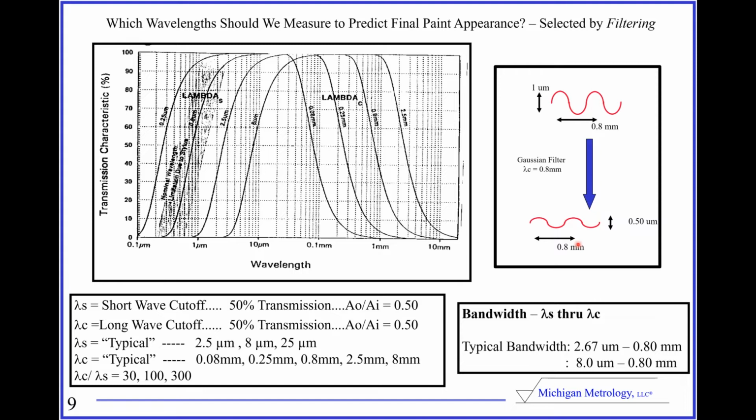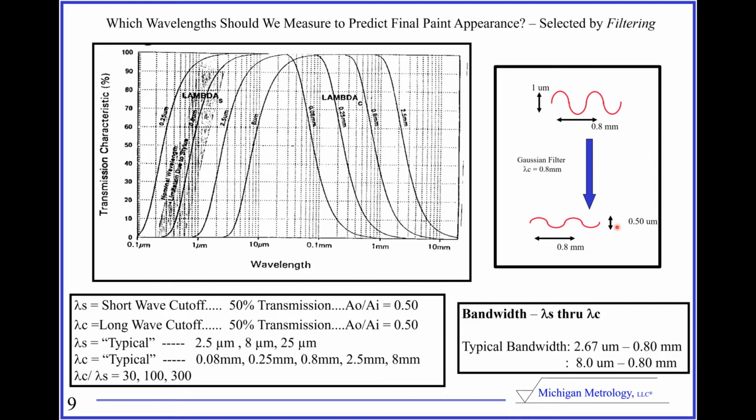So if I had a spatial wavelength which was 0.8 millimeters, and the peak-to-valley height is 1 micron, after it was filtered, it would be a half a micron, and that's what I'd actually measure. So I could really have a surface with a 1 micron peak-to-valley, 0.8 millimeter wavelength on it, but if I use this kind of standard 0.8 millimeter cutoff, I'm going to measure it as a half a micron peak to valley, even though it's physically 1 micron.